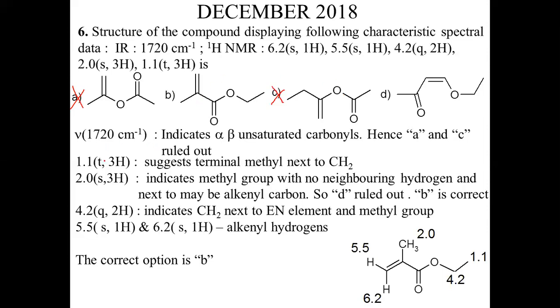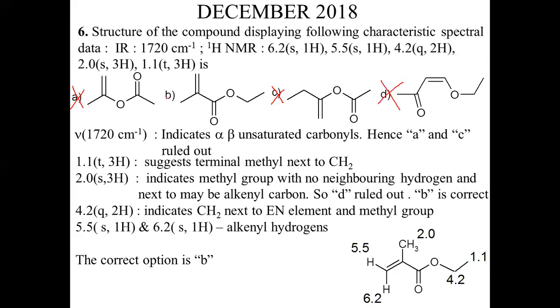Now 1.1 triplet, 3 hydrogen, that means it has to be a methyl group, and since it's a triplet, the neighboring group has to be CH2. Fine. Next you have 3 hydrogen singlets. So this indicates that again you have a methyl group which is next to your alkene group. So you call it allylic also. In this way you can rule out option D.